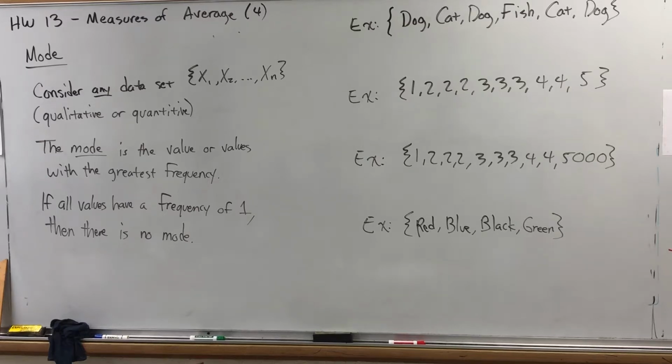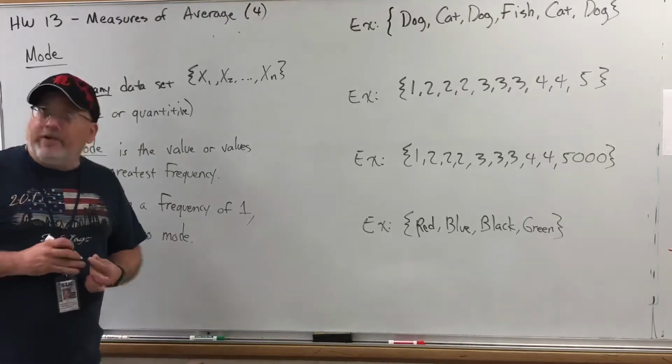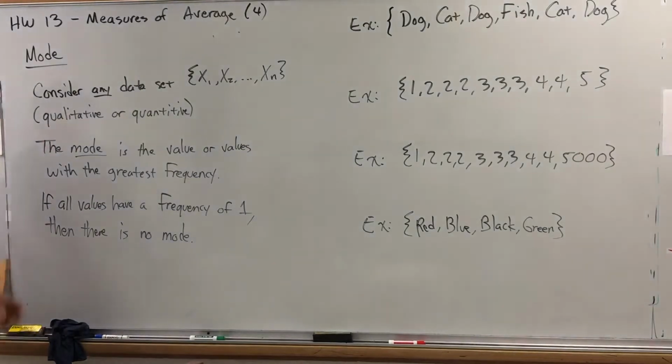Homework 13, measures of average, video 4, mode. Now, most of you are probably familiar with mode. It's the number or value that occurs the most. But there are some things I need to clarify about mode. Let's start with its definition.